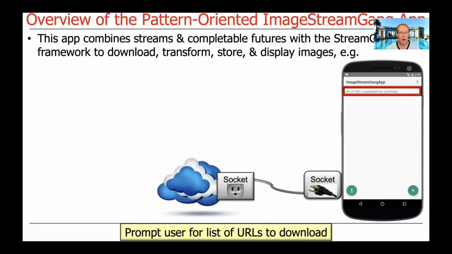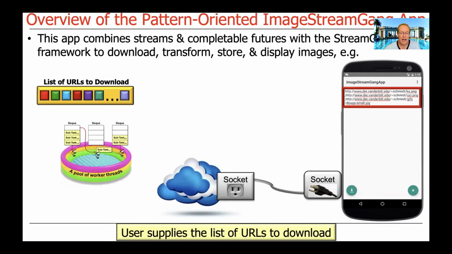So here's kind of how the program works. Again, there's an Android version, there's a console version. They both work pretty much the same. The user is prompted for a list of URLs to download. The user supplies the list of URLs to download.